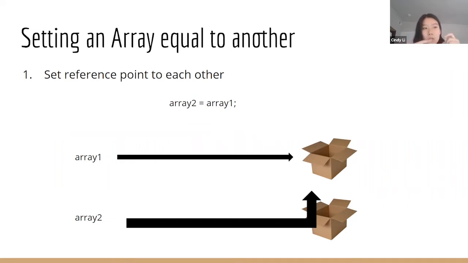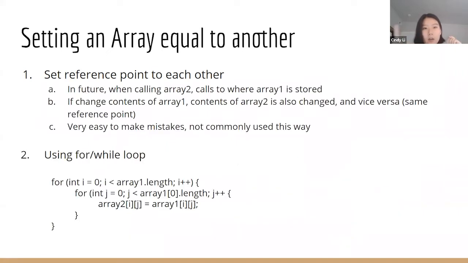Array 2 now goes to the box of array 1. And if array 2 changes, array 1 also changes, and vice versa. If array 1 changes, array 2 also changes. So now these two are basically the same array. They just go by different names, but they're basically the same.